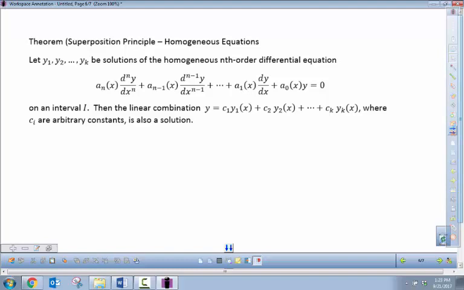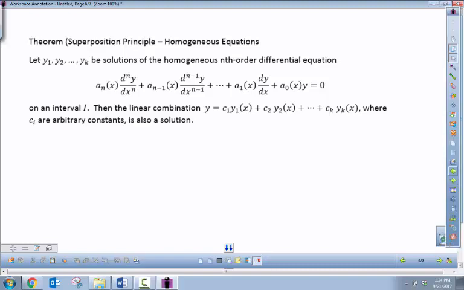Does that make sense? This is a way of saying that you can stack up your solutions. You find one solution that works and you find another solution that works. Well, maybe you can just add them up. Maybe you can multiply them by a number and then add them up, and that would also work.